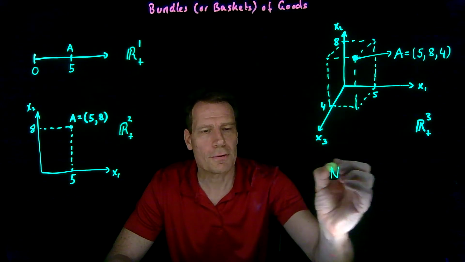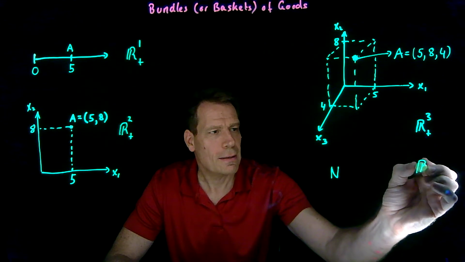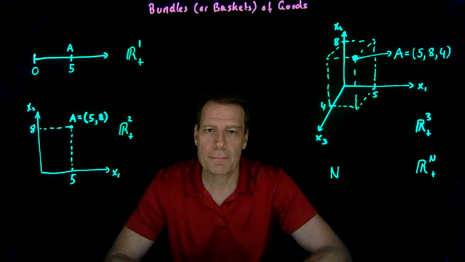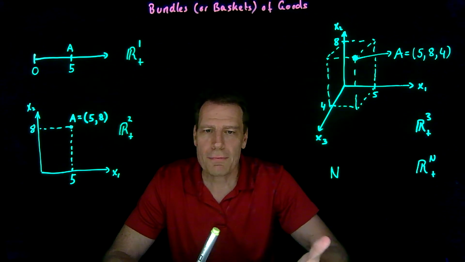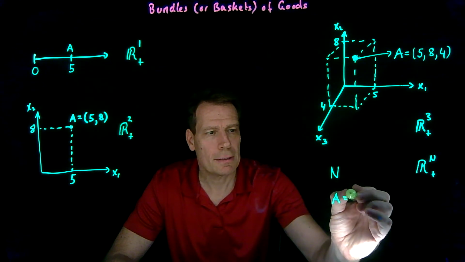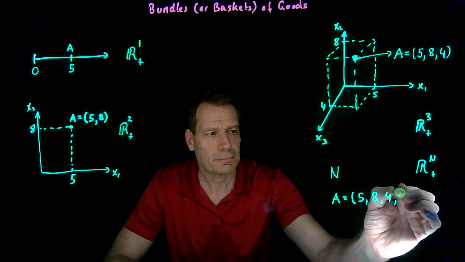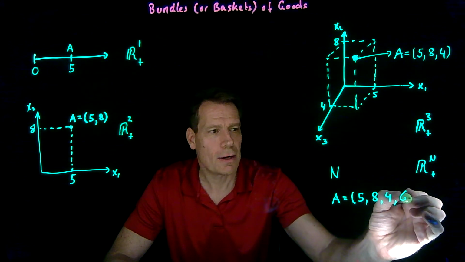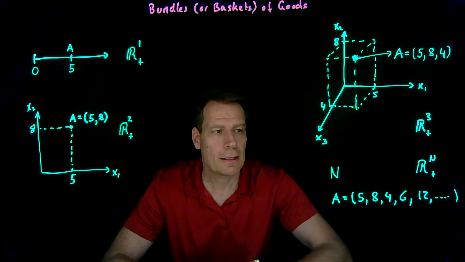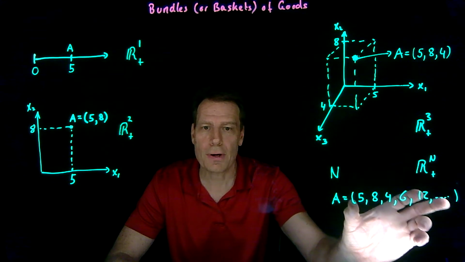Well, what if we have a large number of goods? Suppose we have n different goods where n is a large number. Well, now we'd need to be in n-dimensional space. That's where that point lies. That's where those baskets lie. But we can't graph that. We can represent it mathematically, so a bundle A might be 5 apples, 8 oranges, 4 bananas, 6 socks, 12 pants, and so on and so forth. And that'd be n different numbers to indicate or to fully describe that basket.